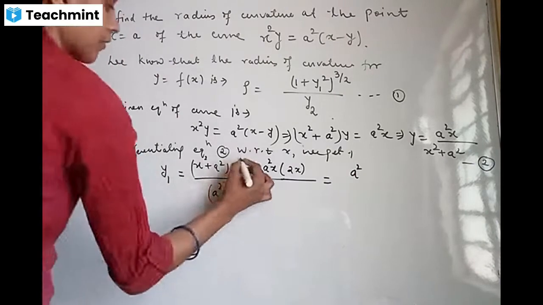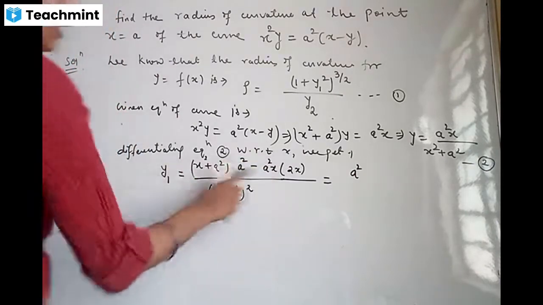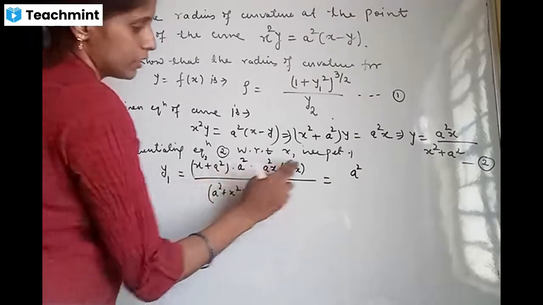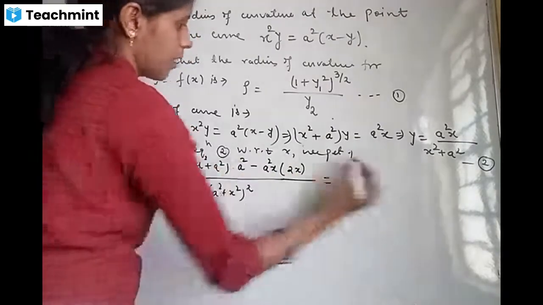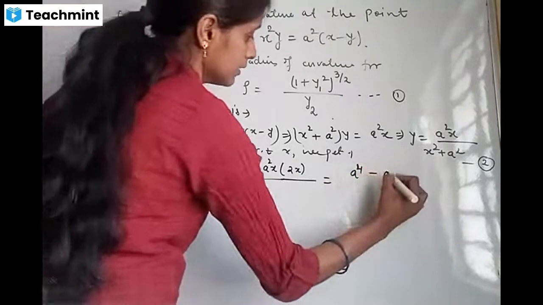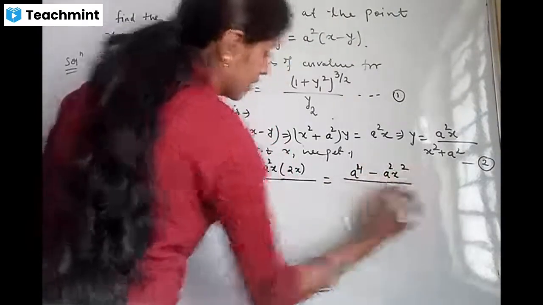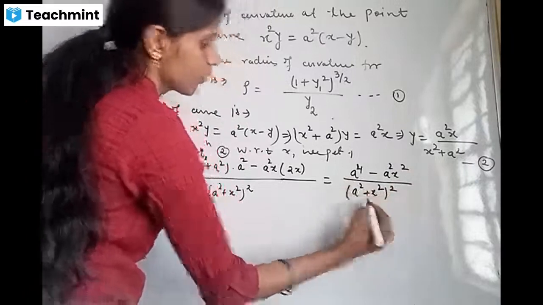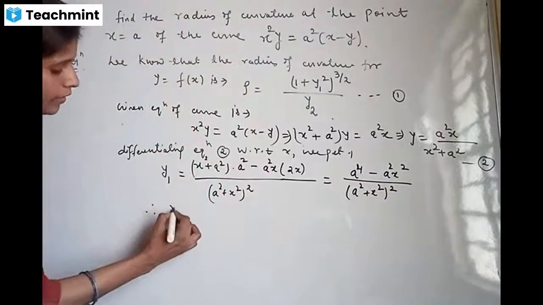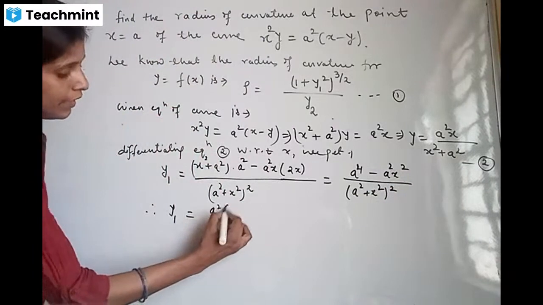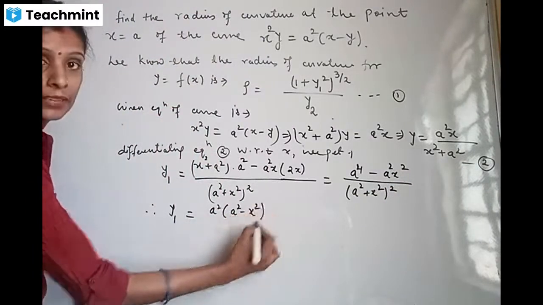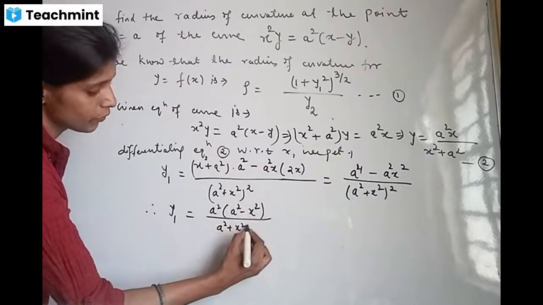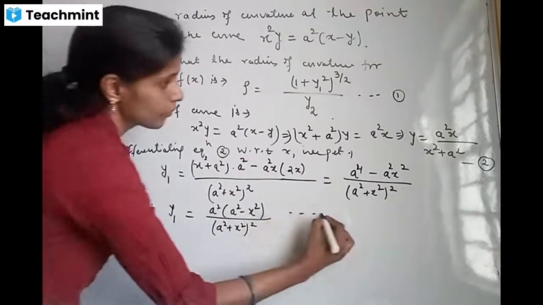I have a square here. So while solving this value, x square a square, and here it is minus 2 times a to the power 4 minus a square x square divided by this value (a square plus x square) whole square. Okay. So therefore, what is your y1? Y1 is a square taken common, (a square minus x square) divided by (a square plus x square) square.